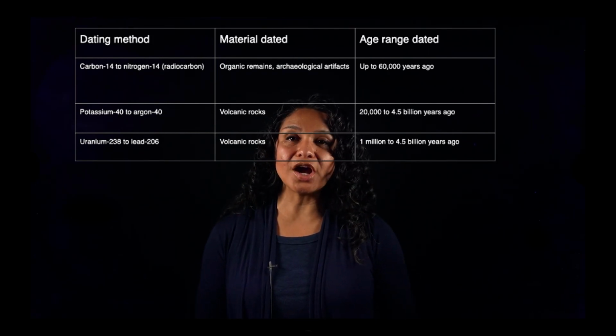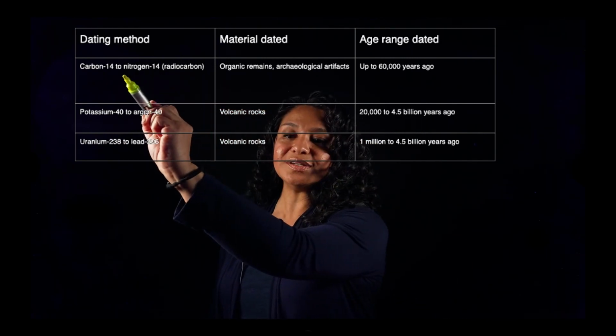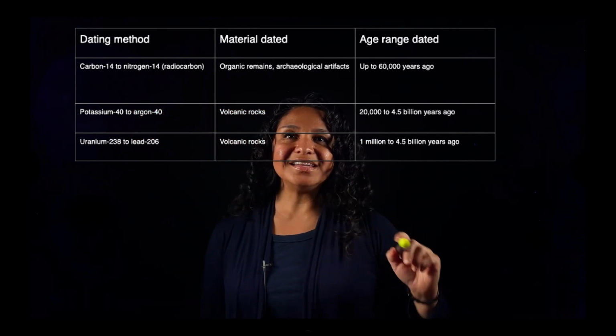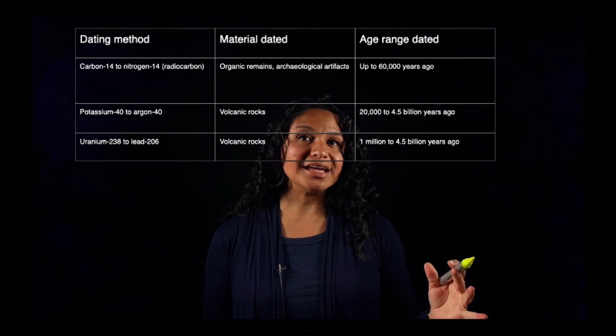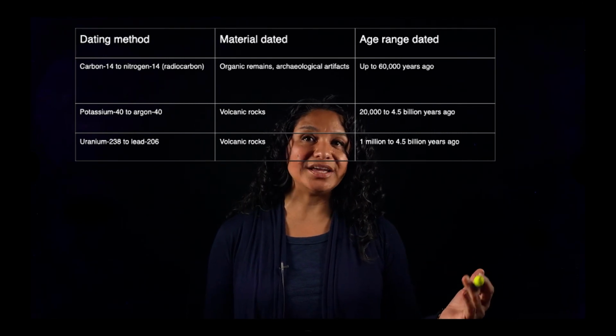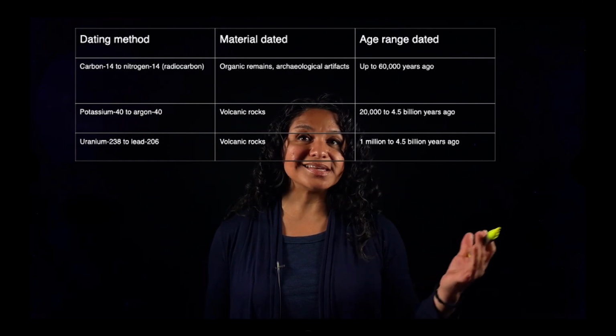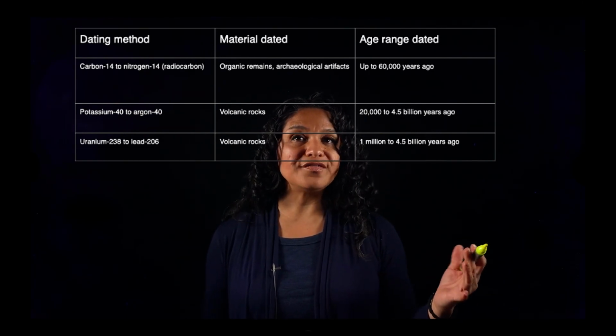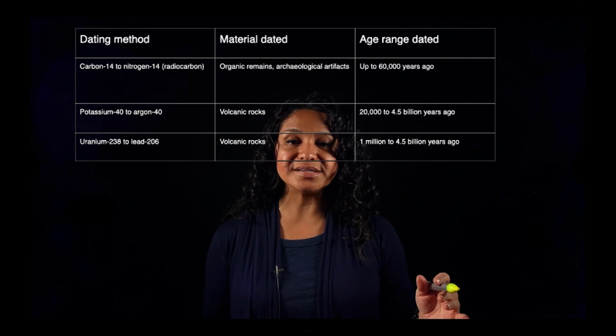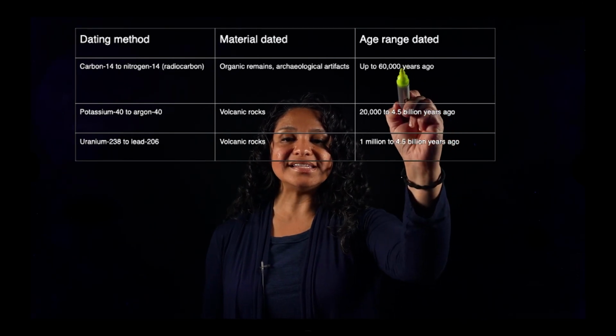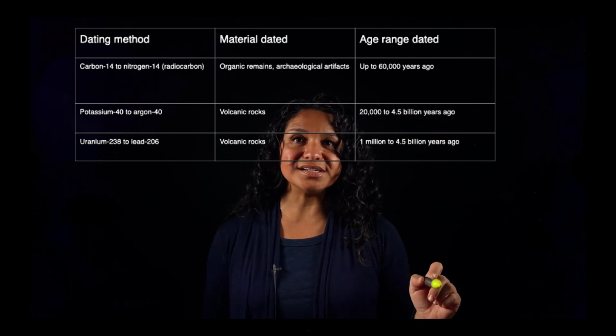So as you can see, carbon-14 decays to nitrogen-14. And carbon-14 is found in organic material. It's not found in inorganic rocks. So it's good for dating organic remains like trees or archaeological artifacts that were made from organic materials. And it only has a date range of up to 60,000 years.